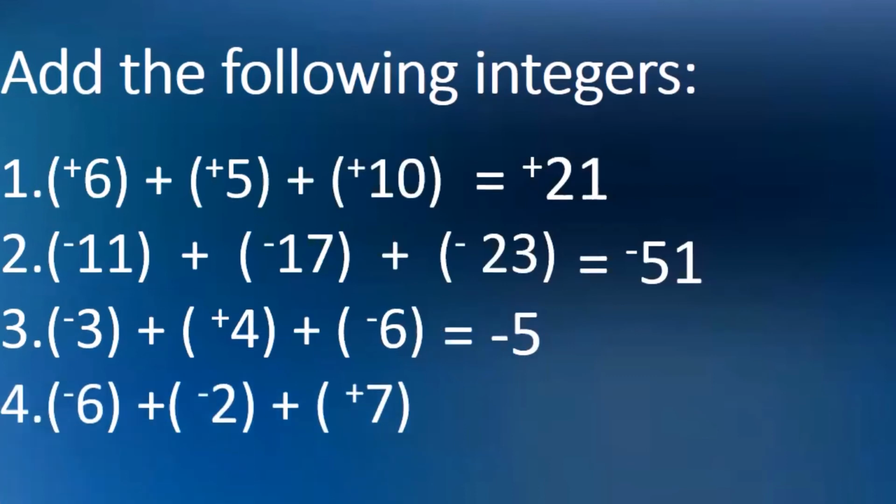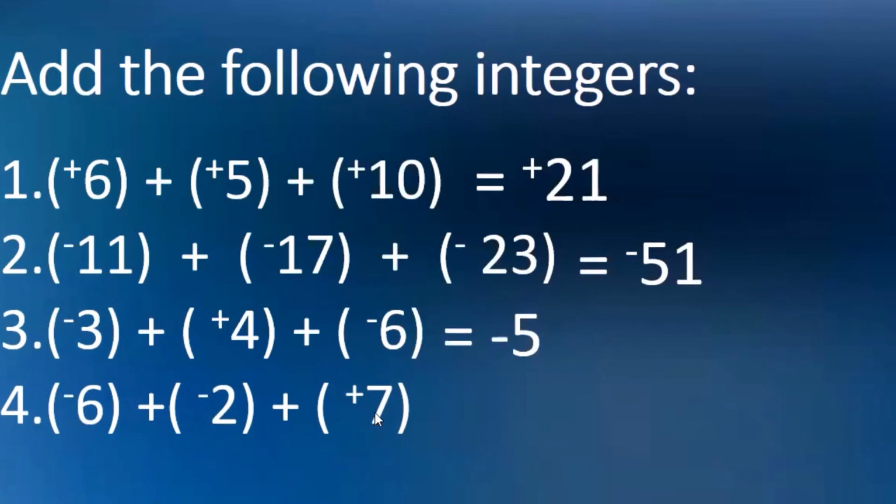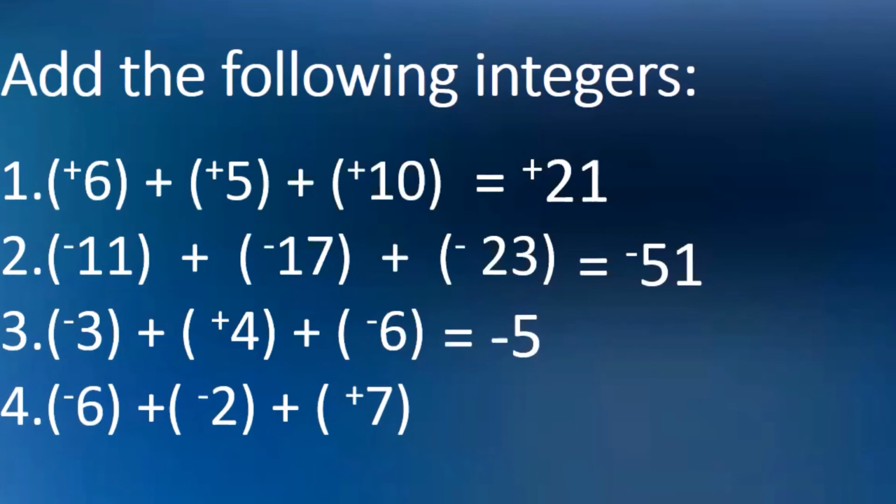Number 4. So again, there are two negative signs and one positive. So we add these two because they are the same. So negative 6 plus negative 2, 6 plus 2 is negative 8. Negative 8 and positive 7 are different. So we subtract, 8 minus 7 is 1. And 8 is greater than 7. Whatever the sign of 8 is, that is the final sign. So 8 is negative 8. So, negative 8 plus 7 is equal to negative 1.